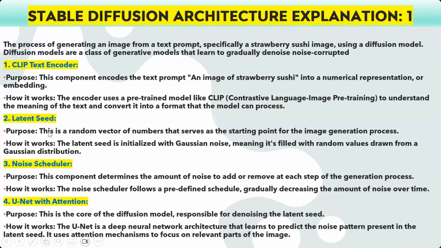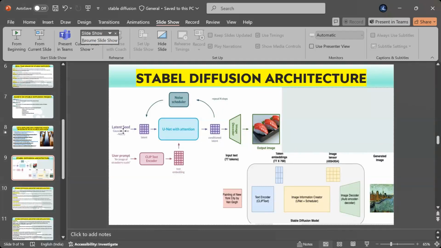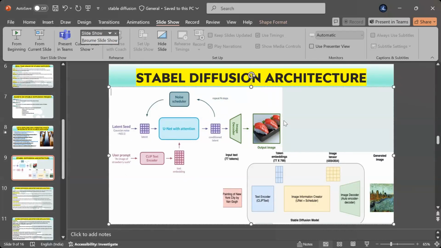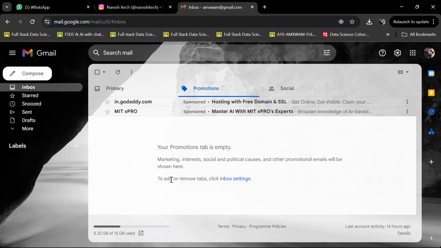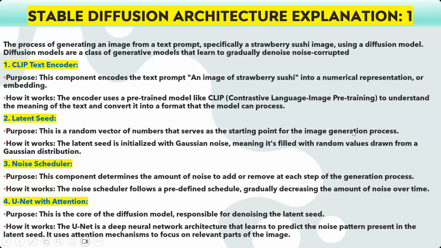Latent seed. This is a random vector of numbers that serves as the starting point of the image generation process. So latent seed is this. Whenever we train here, it will generate the images. It will create the latent seed, which is considered the first image generation.